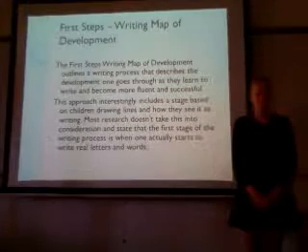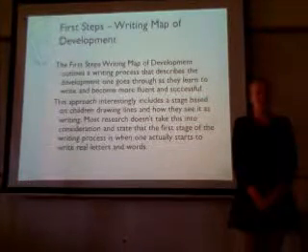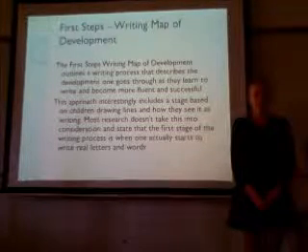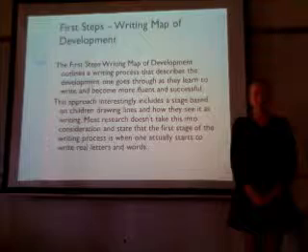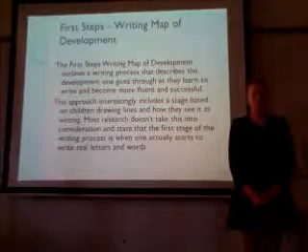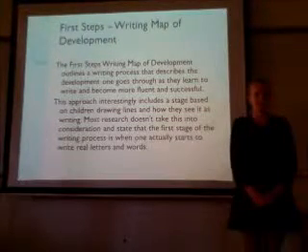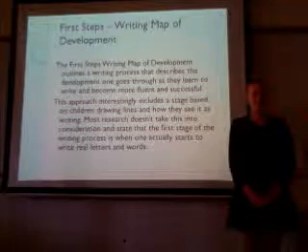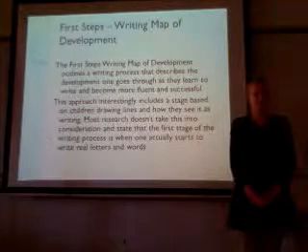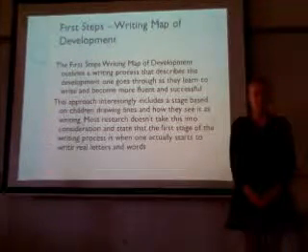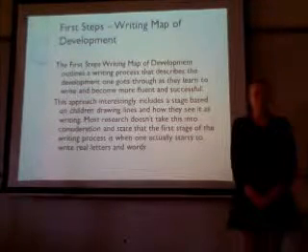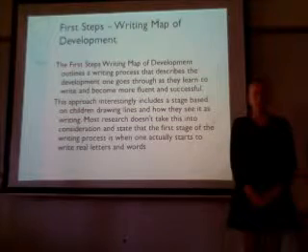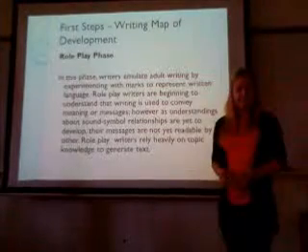author. The Concepts of Writing Development model outlines a writing process that describes the development one goes through as they learn to write and become more fluent and successful. This approach, interestingly, includes a stage based on children's own lives and how they see writing. Most research doesn't take this into consideration and states that the first stage of the writing process is when one actually starts to write real letters and words.